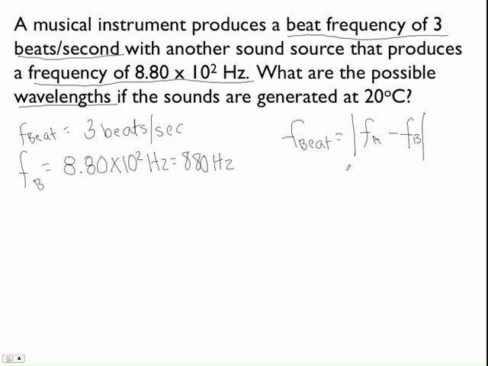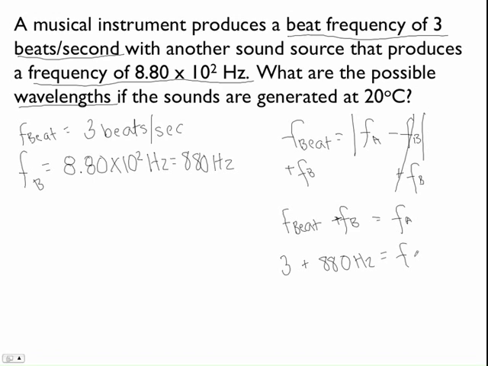If we want to solve to get one by themselves, we have this FB, and we can add it to both sides. We get rid of it here, and then we have F beat plus FB, doesn't really look like a plus sign, equals FA. So that's really easy, and we can go ahead and do that. So our beat is 3 plus 880 equals 883.